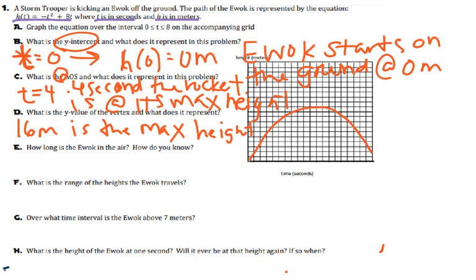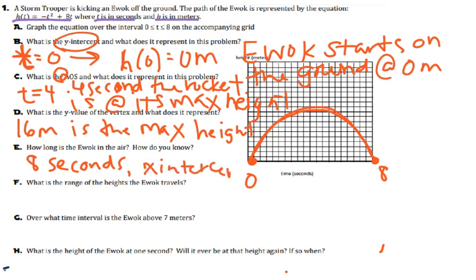Part E, how long is the Ewok in the air? So the Ewok is in the air from when this starts all the way traveling over until it hits the ground again. This was at 0 and this was at 8, which means it was in the air for 8 seconds. And we know this because these are the x-intercepts, or because at 8 seconds, it hits the ground again.